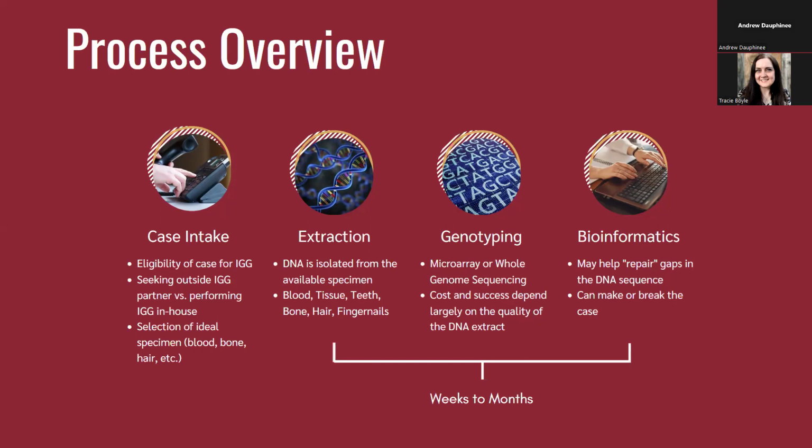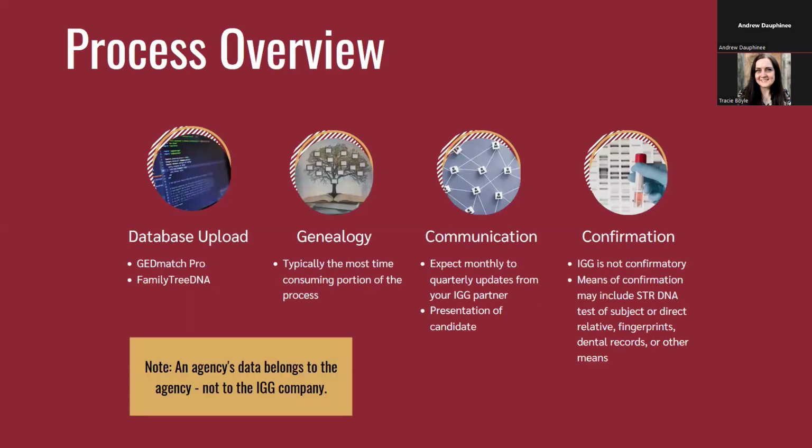The following 3 phases can span anywhere from a few weeks to several months. Extraction, genotyping, and bioinformatics are integral parts of the laboratory process. Rootless hair samples typically undergo the most prolonged processing, whereas DNA extracts derived from an STR profile are usually processed relatively quickly during this stage. After completing the laboratory pipeline, an SMP profile is produced, ready for upload to GenMatch Pro, which is the law enforcement portal, and/or Family Tree DNA.